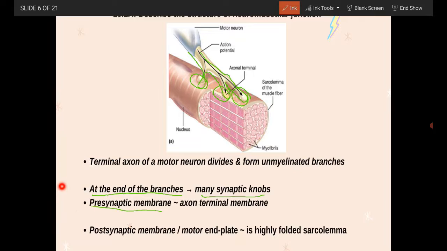Presynaptic membrane refers to the axon terminal membrane. So this is the axon terminal membrane, also known as presynaptic membrane. And the next one you need to know about is postsynaptic membrane, or also known as motor end plate. This refers to the highly folded sarcolemma. Sarcolemma refers to the plasma membrane of the muscle cell.